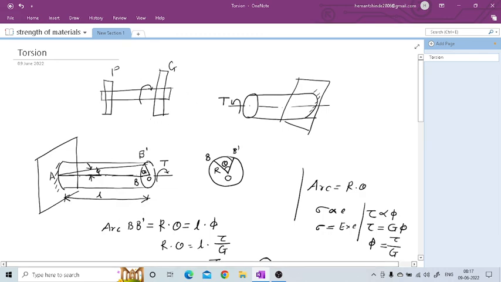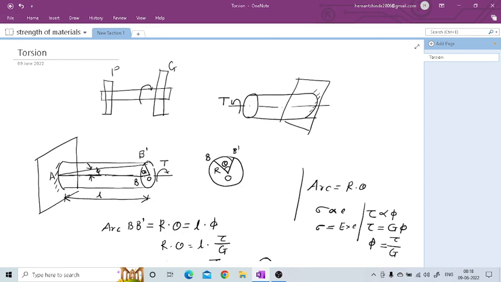Second, see the line that we have drawn here, AB and AB dash. Both the lines are straight. Means after the twisting, the straight line along the length will remain a straight line. Next, consider this plane, means cross section. Before twisting, this plane will remain the same after the twisting. Let me repeat: first, material is homogeneous and isotropic. Second, the straight line along the length will remain a straight line. Third, the plane before twisting will remain the same after twisting.